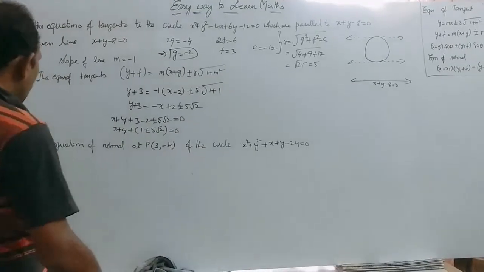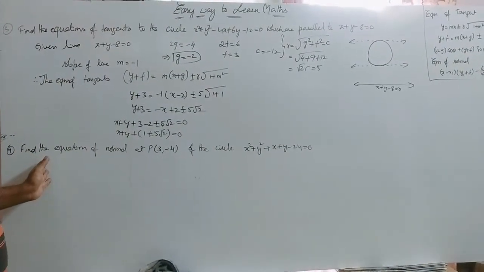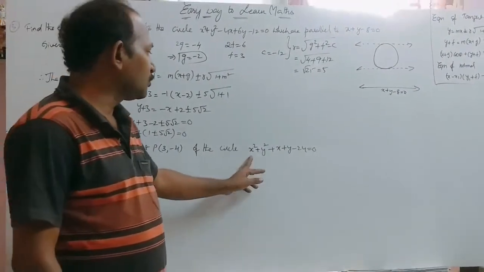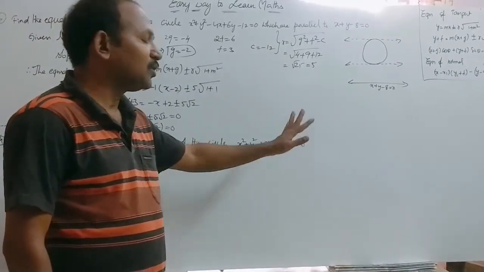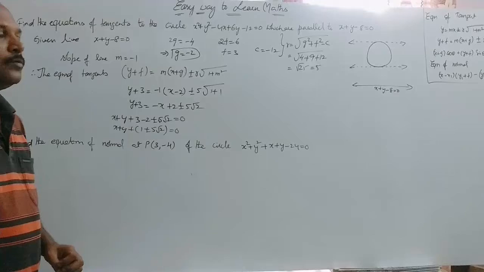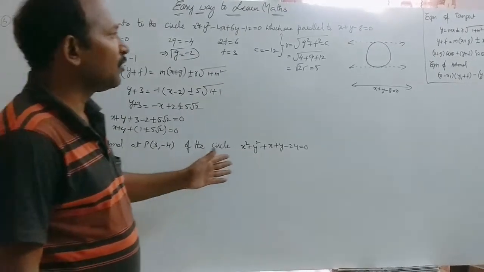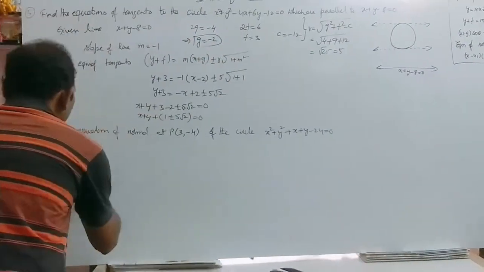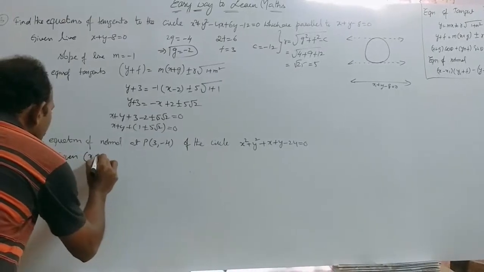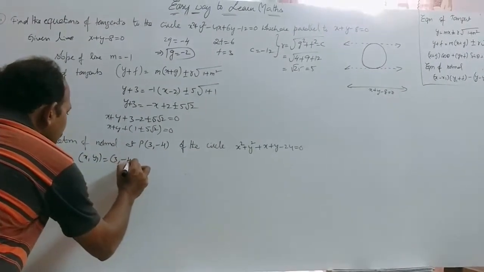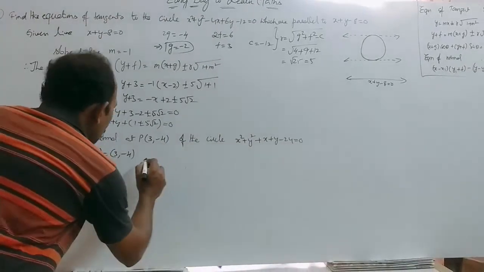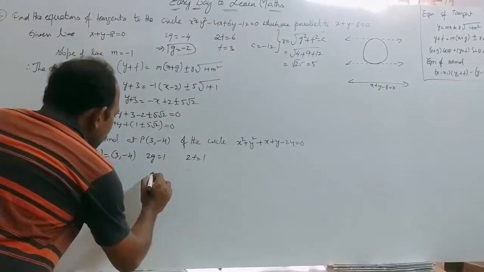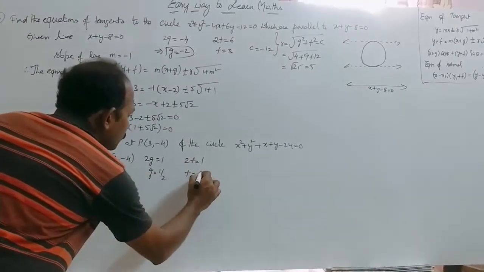Now let us solve this problem also. At P(3, minus 4) of the circle x square plus y square plus x plus y minus 24 equal to 0, now let us find the normal by making use of this formula. Equation of normal at (x1, y1). Therefore here given (x1, y1) is equal to (3, minus 4) and 2g is equal to 1, 2f is equal to 1, then g is equal to 1 by 2, f is equal to 1 by 2.